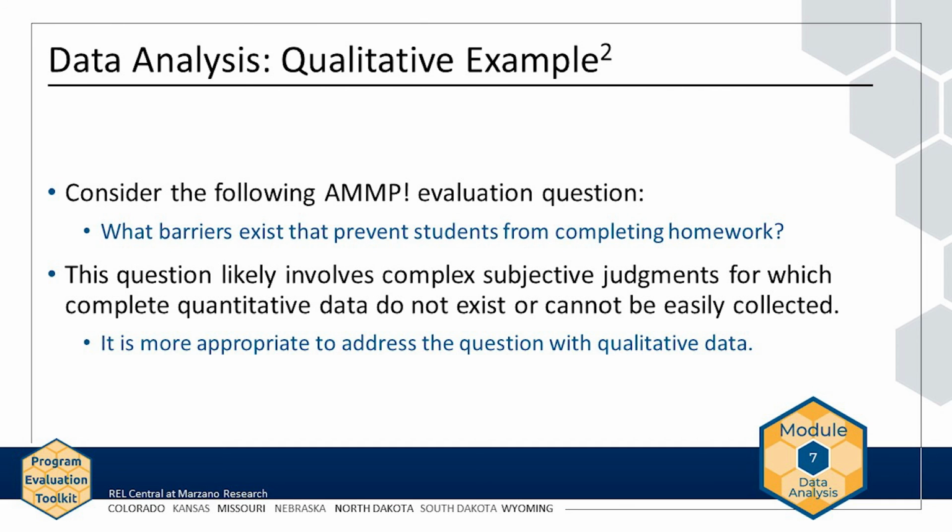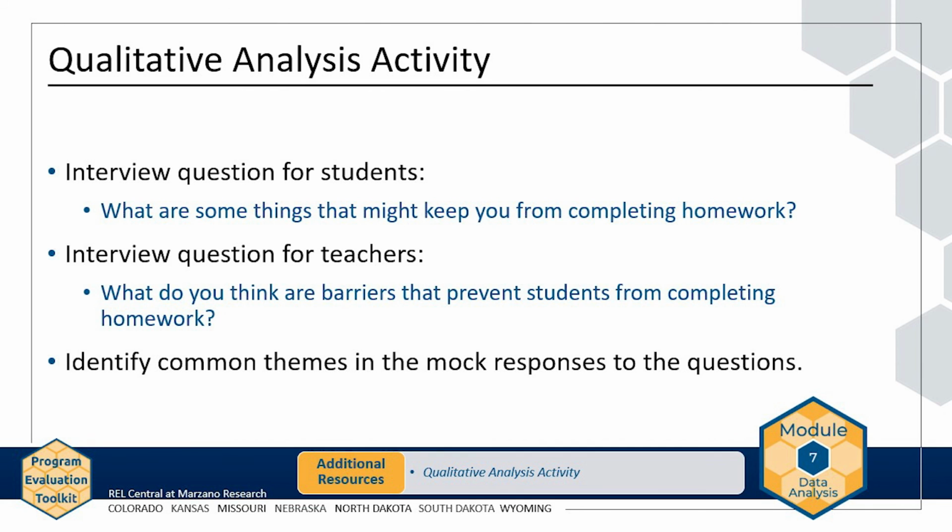Next, let's consider a qualitative example using the AMP evaluation question, what barriers exist that prevent students from completing homework? This question likely involves complex, subjective judgments for which complete quantitative data do not exist or cannot be easily collected. It is more appropriate to address the question with qualitative data. One way to collect qualitative data to answer the evaluation question is conducting interviews.